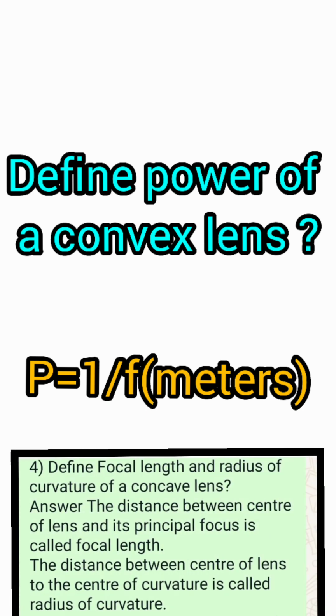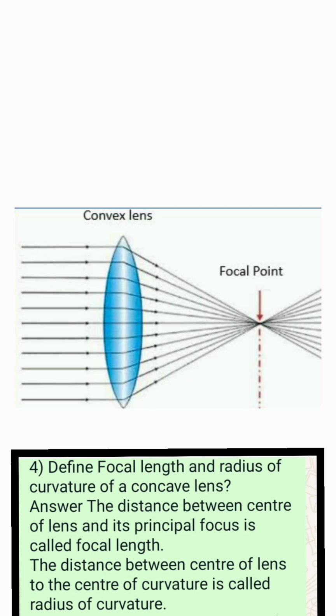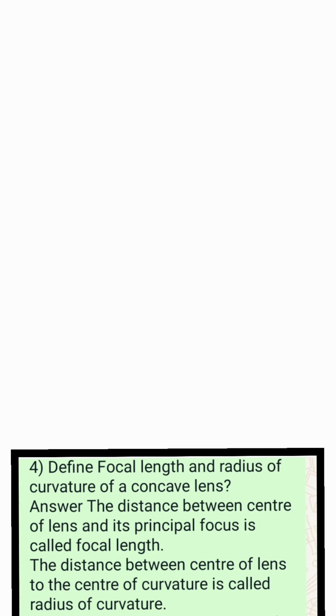4. Define focal length and radius of curvature of a concave lens. Answer: the distance between the center of the lens and its principal focus is called focal length. The distance between the center of the lens and the center of curvature is called radius of curvature.